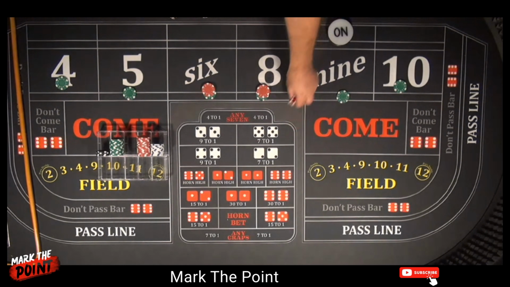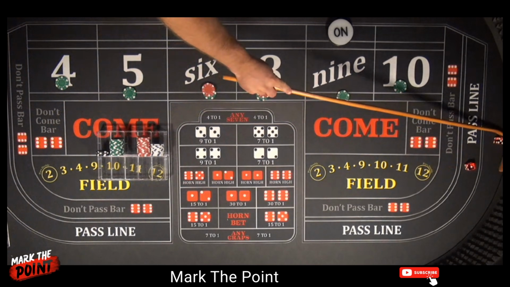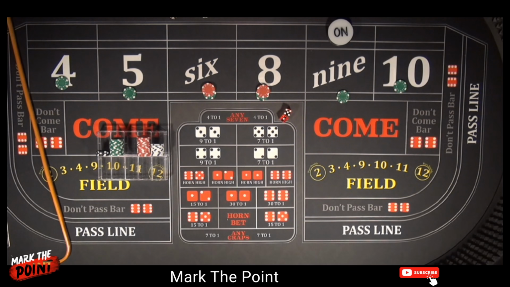So as long as you're okay with it, I'm okay with it. Let's roll with it. All right, let's go, shooter. All right, it's going to be a 6. That's a 5-1-6. That's a $30 bet. That's going to pay us $35.